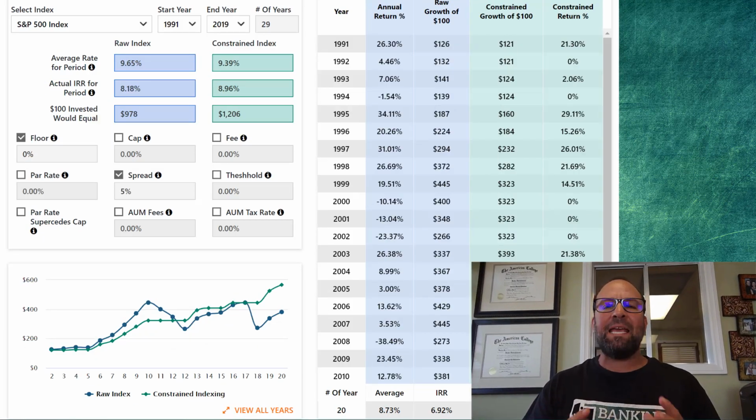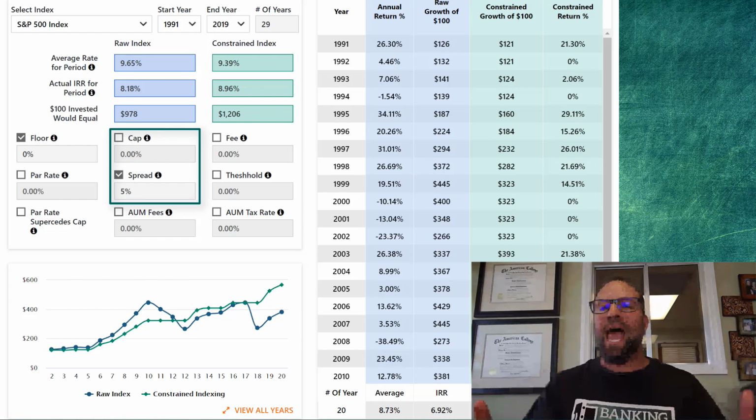Let's take a look at some uncapped options. So up until recently, several carriers had an uncapped S&P strategy with a spread of 5.